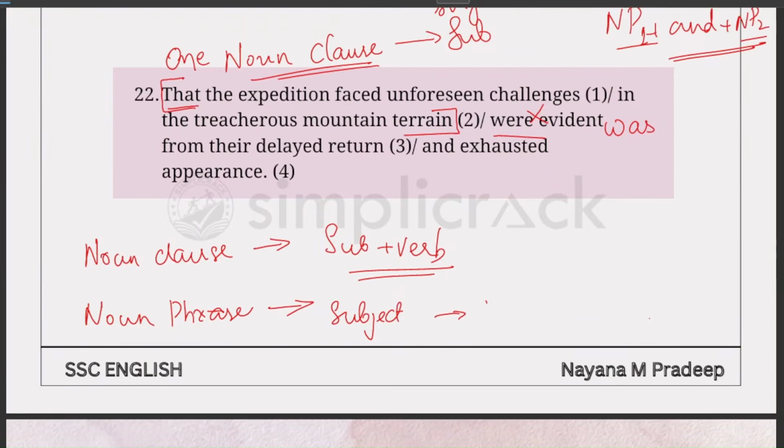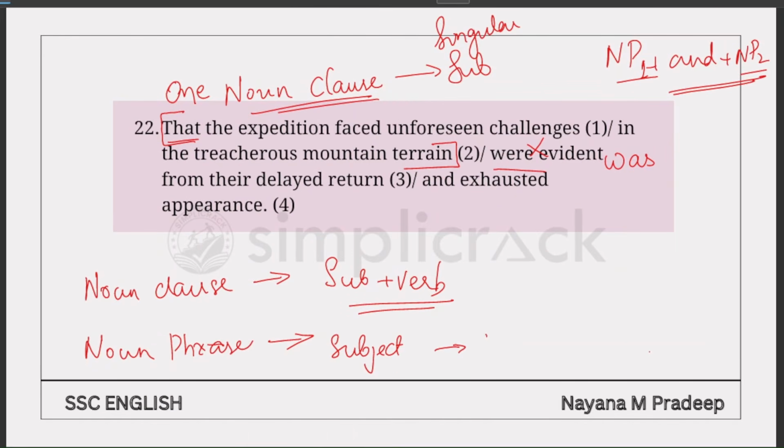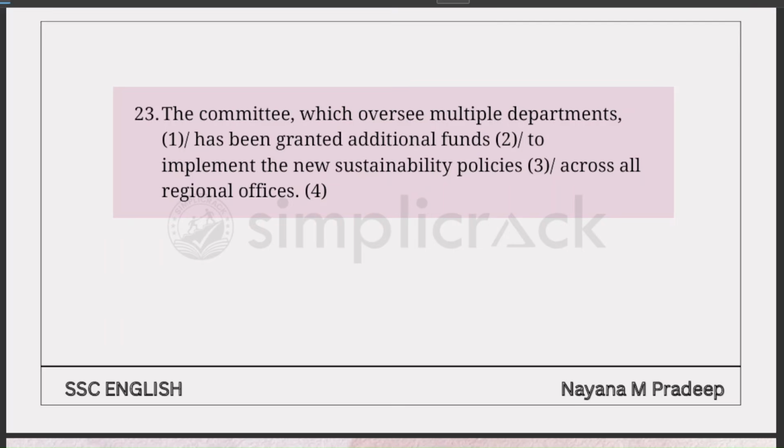So remember that when you get a sentence that contains one noun clause acting as the entire subject of a sentence, you have to consider it as a singular subject and use a singular form of the verb. But if you have more than one noun clause that act as a subject, then you have to consider it as a plural subject and you have to use the plural form of the verb. Okay, I hope that is clear. We'll move on to the next question.